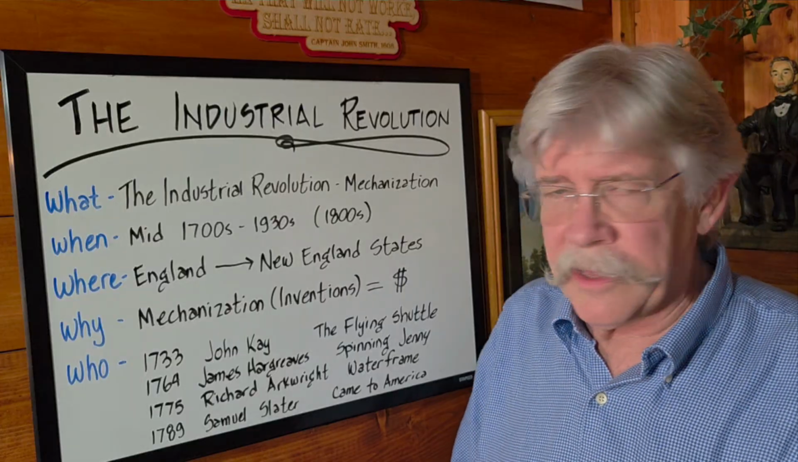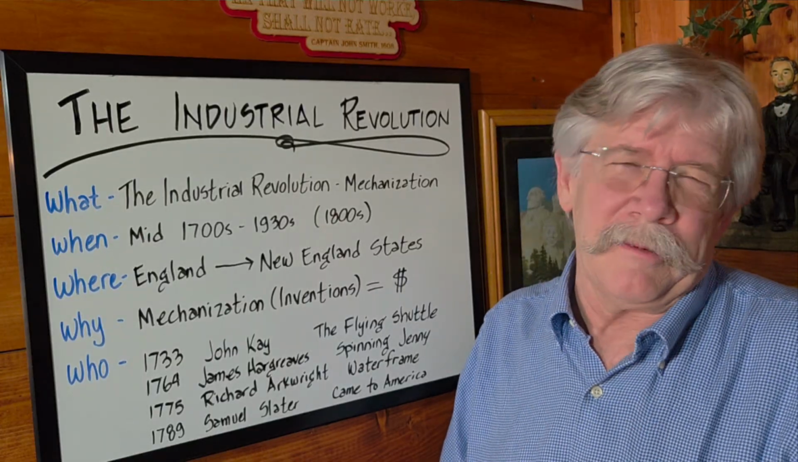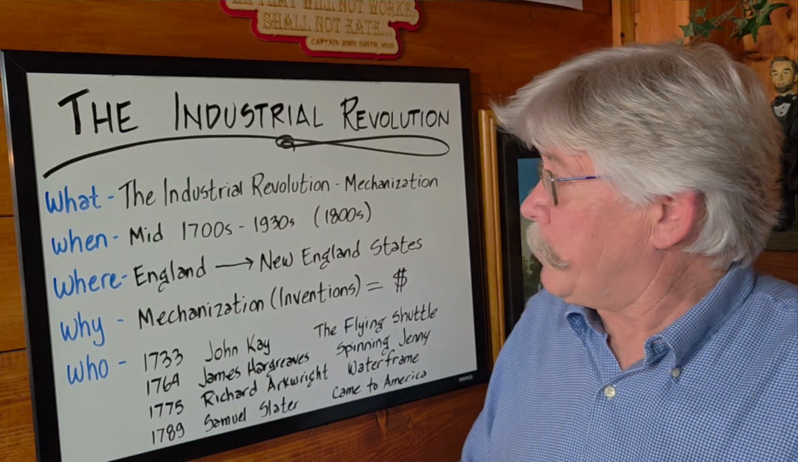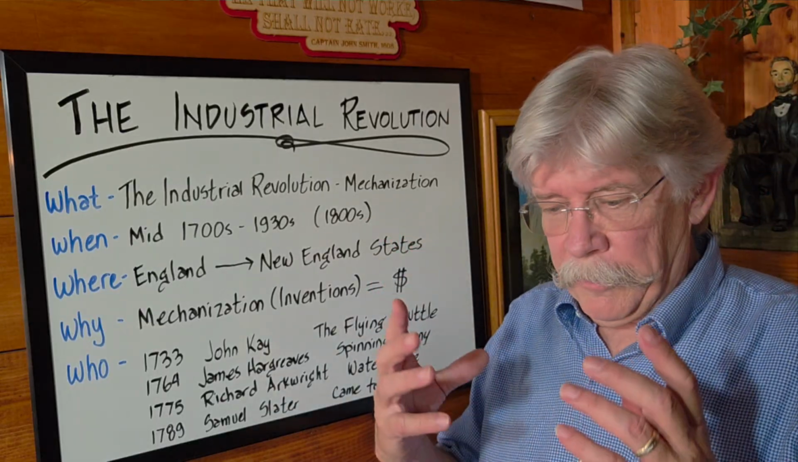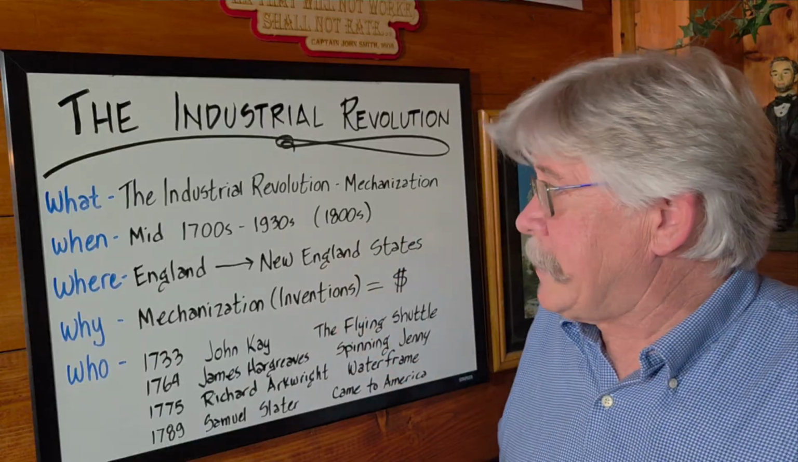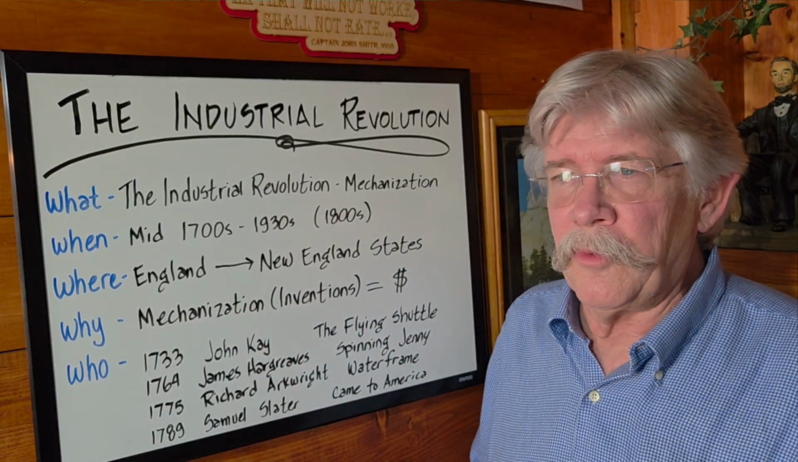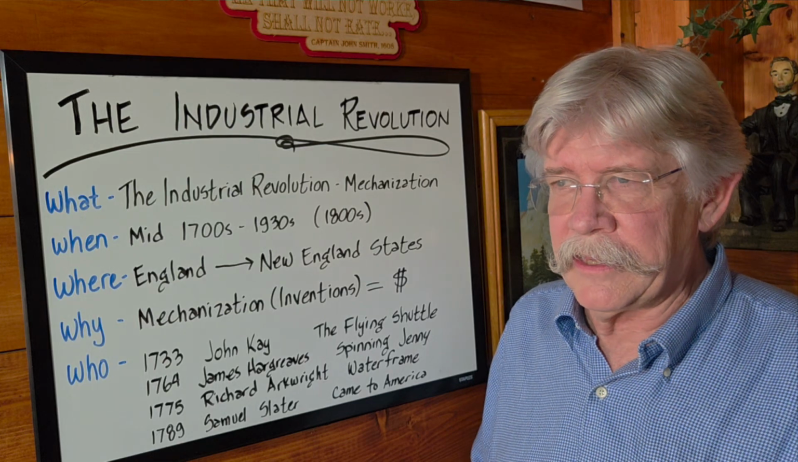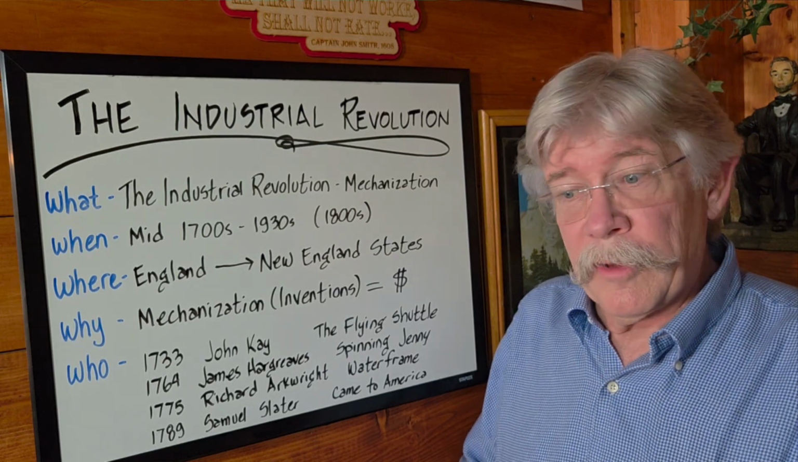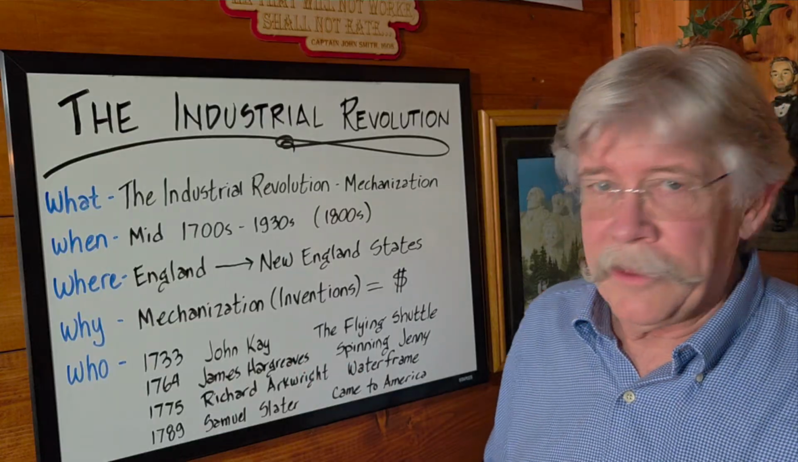When is this going to take place? Well, it's going to start in the early 1700s and really go until the mid 1900s, but we are going to concentrate on the 1800s. This is going to start in England. The Industrial Revolution is going to start in England, and then it's going to transform across Europe, and it's going to come to America.